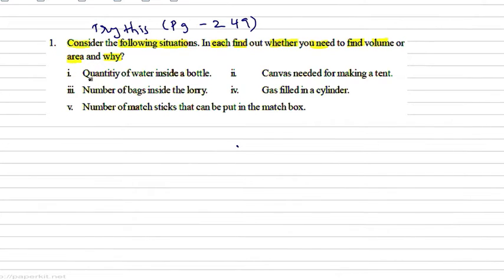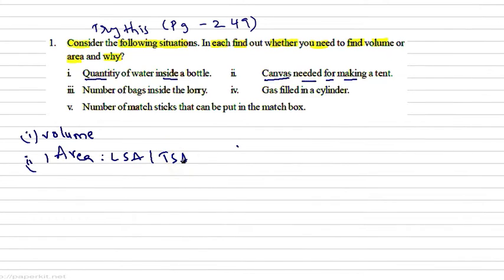In the first question, quantity of water inside a bottle. In this situation, we are going to find the volume. Why? Because we are measuring the water inside the bottle. In the second question, canvas needed for making a tent. In this situation, we need to find the area, that is LSA or TSA.